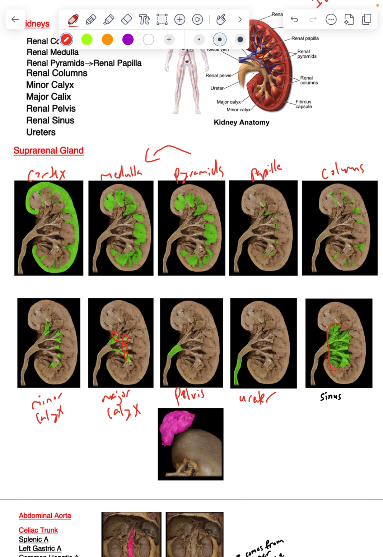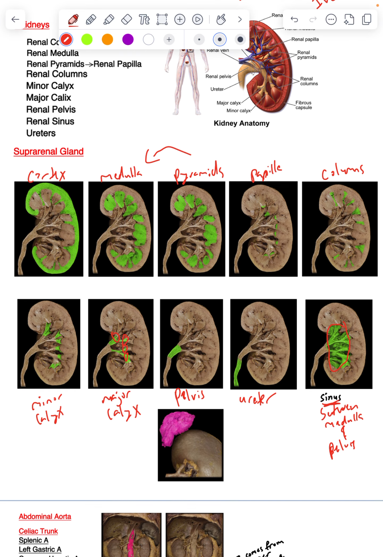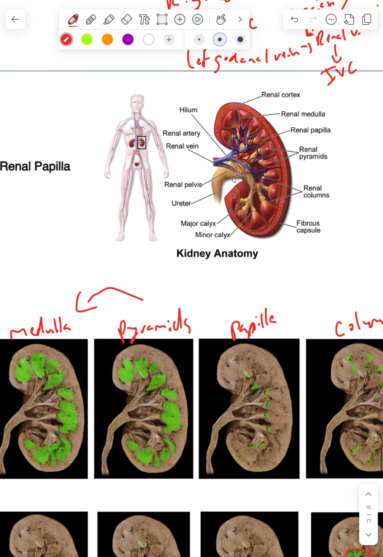This entire thing here that's between the medulla and renal pelvis is just called your renal sinus. So that's the entire area. So above your renal sinus would be the medulla. Above that would be the cortex. But if you just remember that order, you can kind of see here as well.